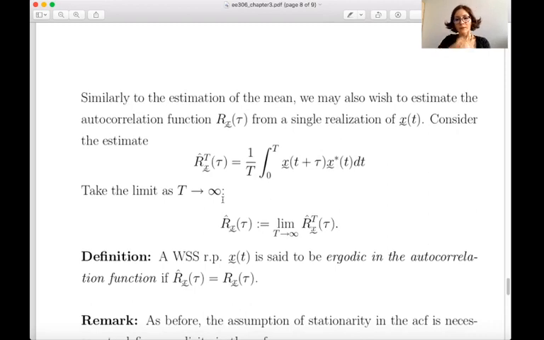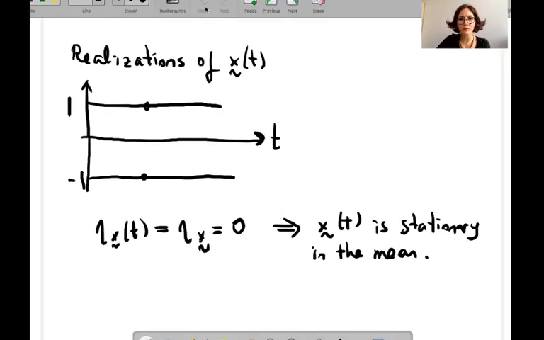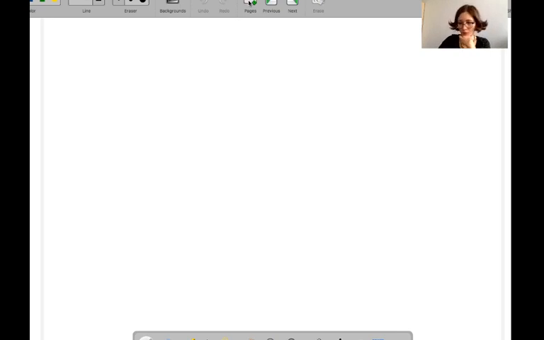Okay. So, similarly to the estimation of the mean, we may also wish to estimate the autocorrelation function. Before jumping into the formulation, I would just like to give you some intuition about this. Again, what are we trying to do here? We have a random process that is wide sense stationary. What we are ideally trying to find is the autocorrelation function of our random process.